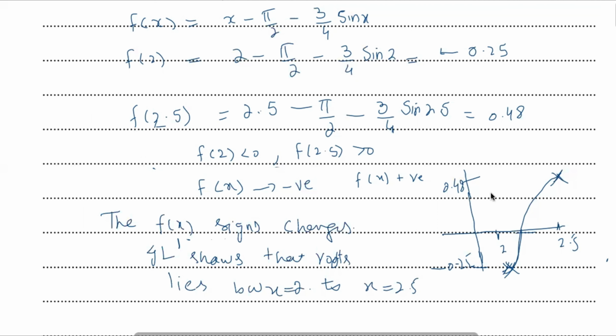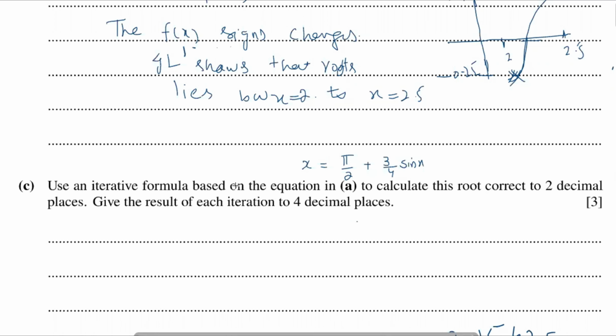Now the next part of this question. Part C, use an iterative formula based on the equation x equal to pi over 2 plus 3 over 4 sine x. Now the iterative formula, we write it as x n plus 1, and that value becomes pi over 2 plus 3 over 4 sine x n. Now we suppose that the first value x1 is between the root, lying between 2 and 2.5. Now we take the mean value, that value will be equal to 2.25.